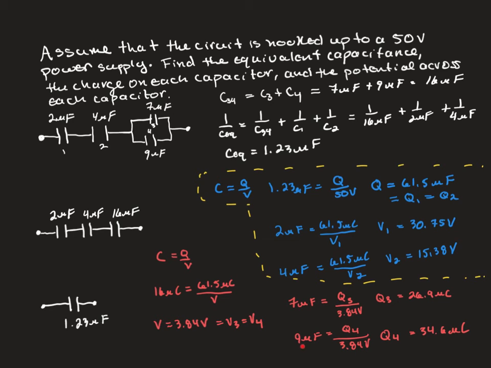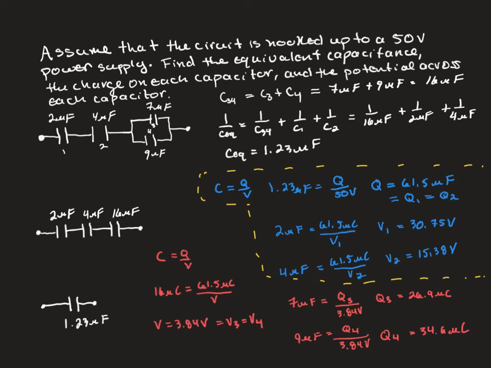So notice I'm leaving things in microfarads and microcoulombs. That saves you from having to write 10 to the minus 6 all the way through this work, so it just saves you some space. And this works as long as the capacitance and the charge are both in the same metric prefix. So as long as they're both micro or both nano, you'll be okay.